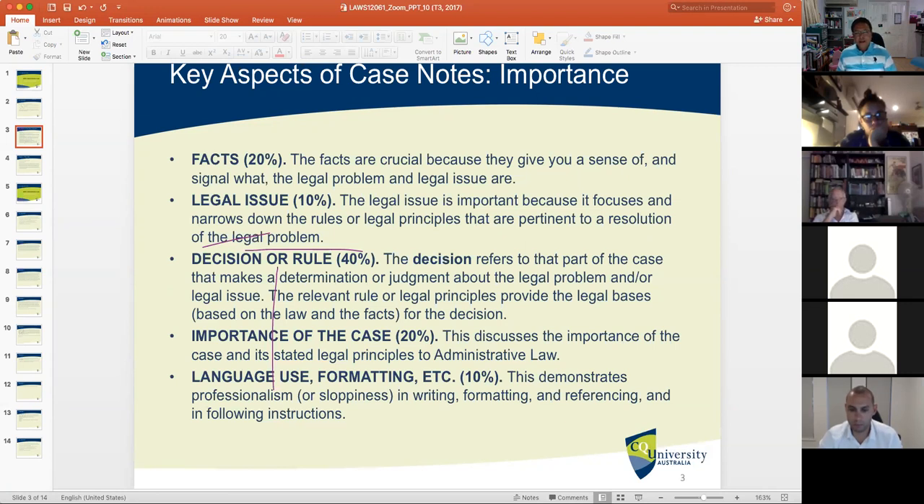And then 10% goes to language use, formatting, etc. And of course, the way that language is used, the way that the case notes have been written, that would indicate either professionalism on the part of the student or sloppiness in writing, in formatting, in referencing, and in following instructions. So we want to be able to observe those. Okay, so I've explained so far what the key aspects are of a case note and what we hope to be looking at as we go through the process of marking and then providing peer feedback.